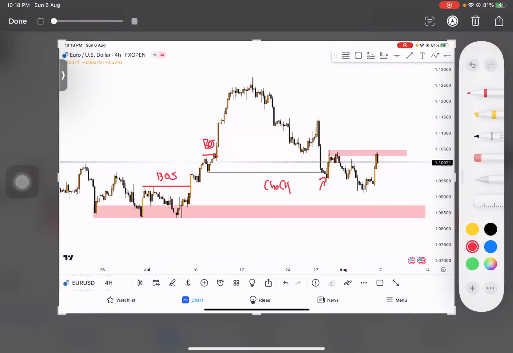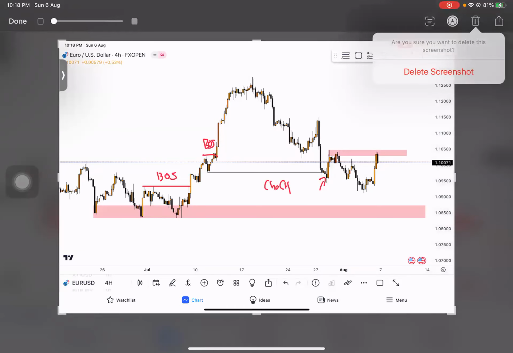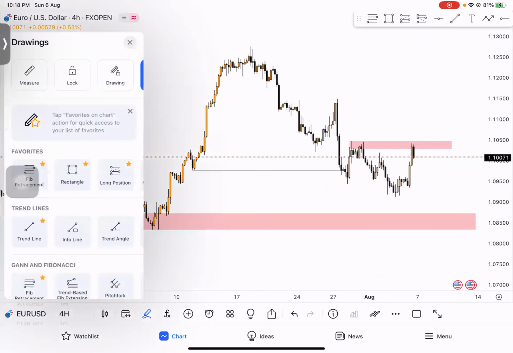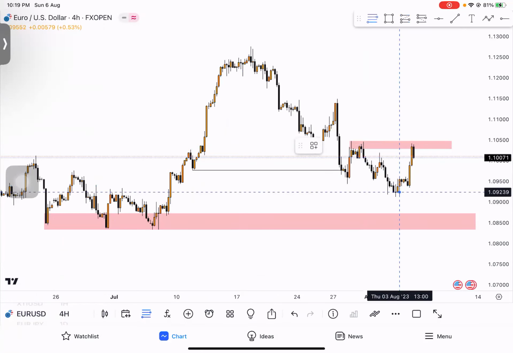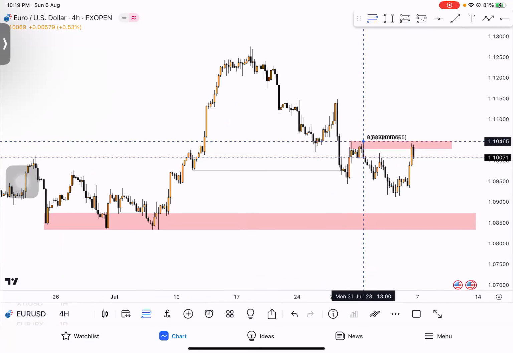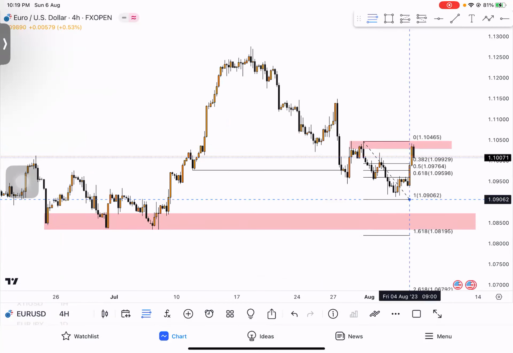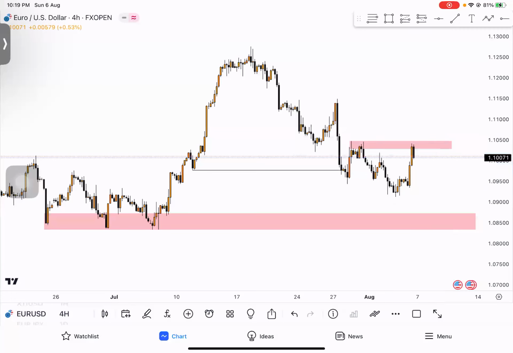How many touches does it take for a zone to be invalid? Maximum 3. Do you consider a fib for the sell? Your fib here. Let me try a fib. That is for the sell. Not really. The fib doesn't show.